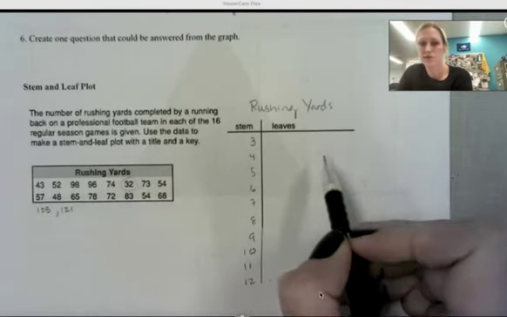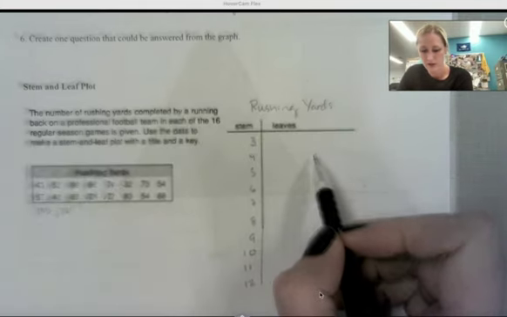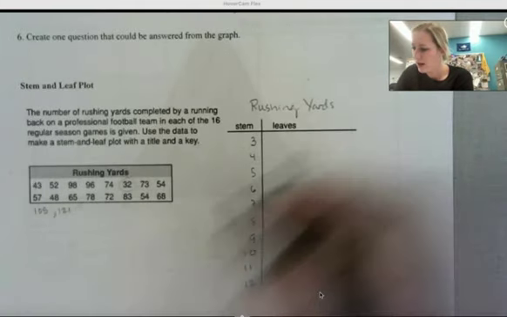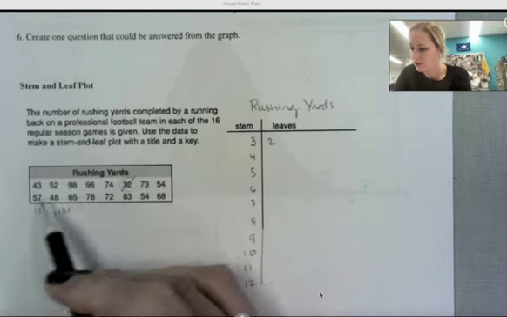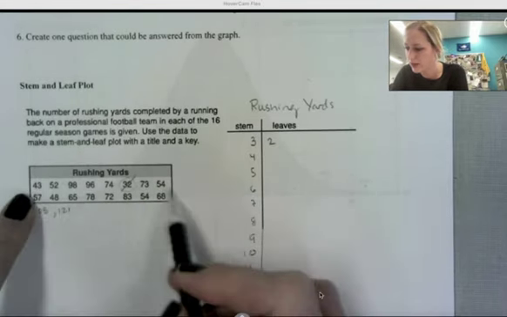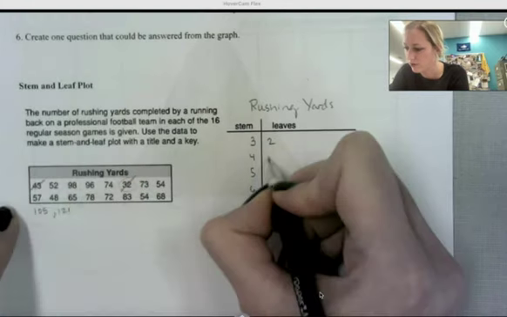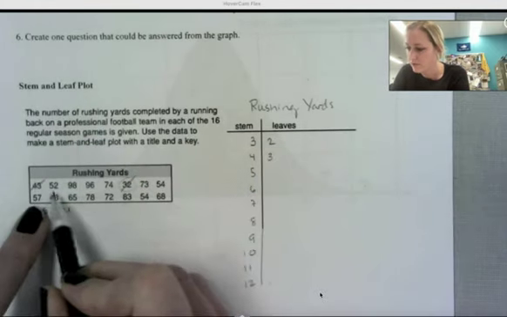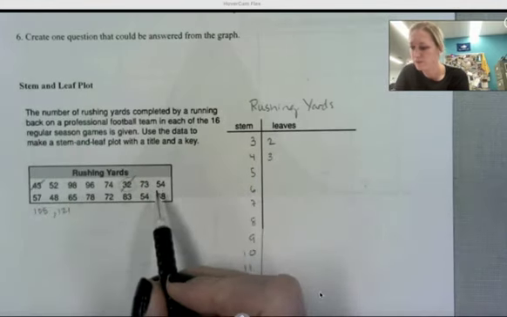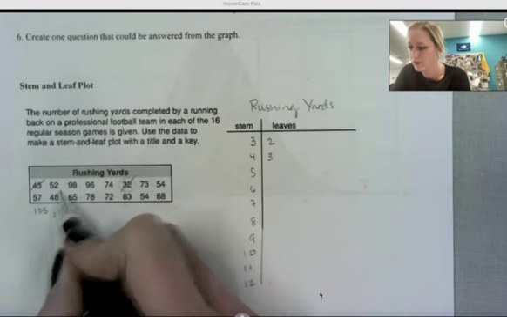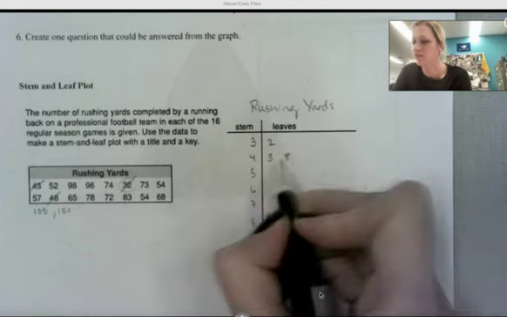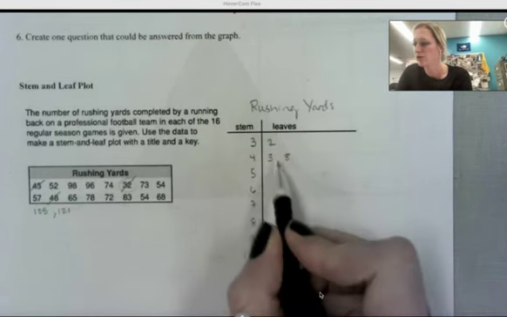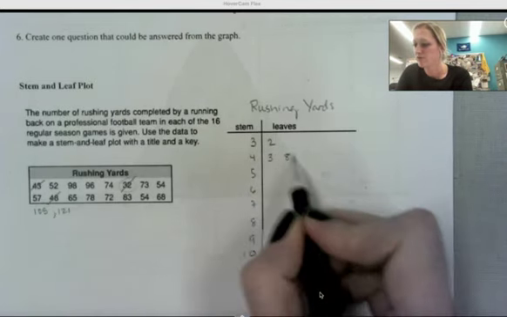The leaves are all the numbers in the ones place. So in the 30s, we have 32. There's no other number in the 30s, so I'm going to cross that one. Okay, so now I'm on to my 40s. I only have 43, so 3 is going there. Oh, sorry, I do have another 40. I have 48. So we're just going to space out the numbers. And we do want to go lowest to highest. So here, 43 and 48.